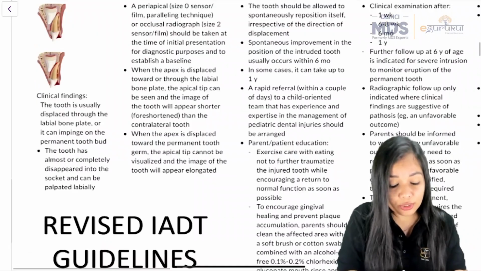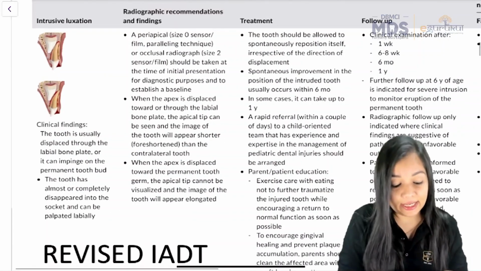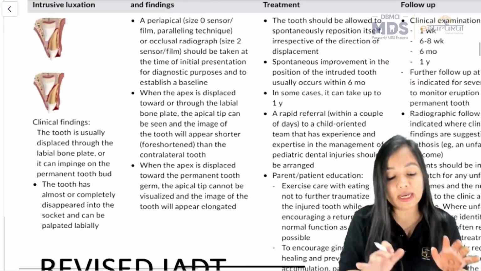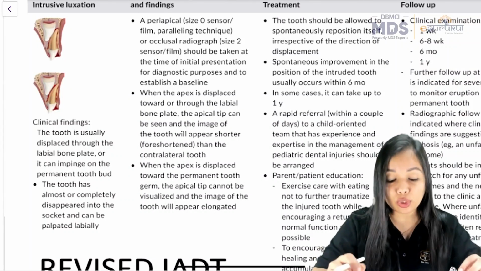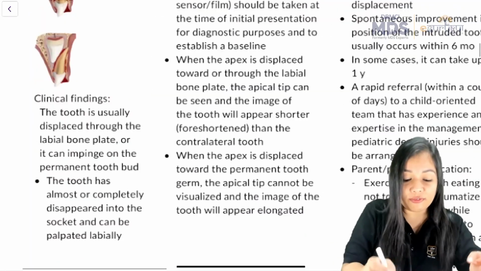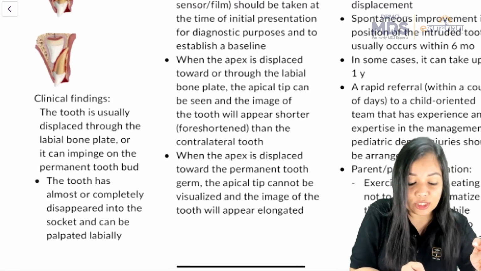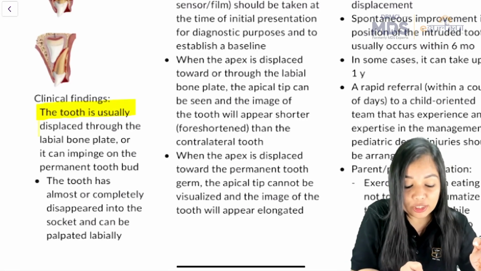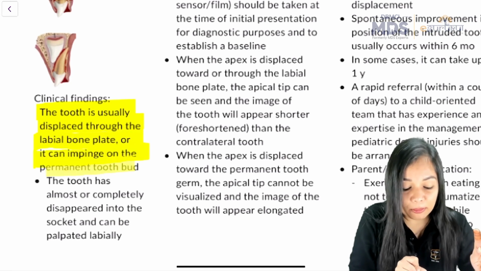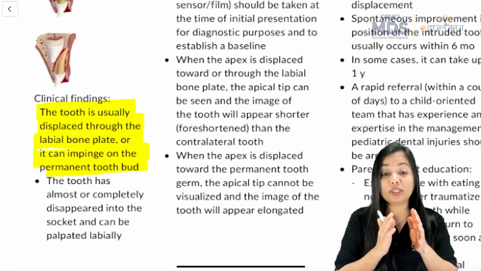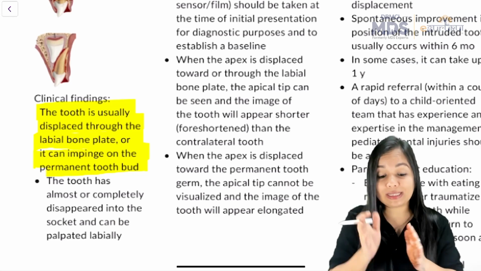So according to the revised IADT guidelines, if there is an intrusive luxation of a primary tooth, what you are supposed to do is, if there is a clinical finding that says the tooth is usually displaced through the labial bone or plate and it can impinge on the permanent tooth bud. Okay, so it generally goes towards the labial plate.